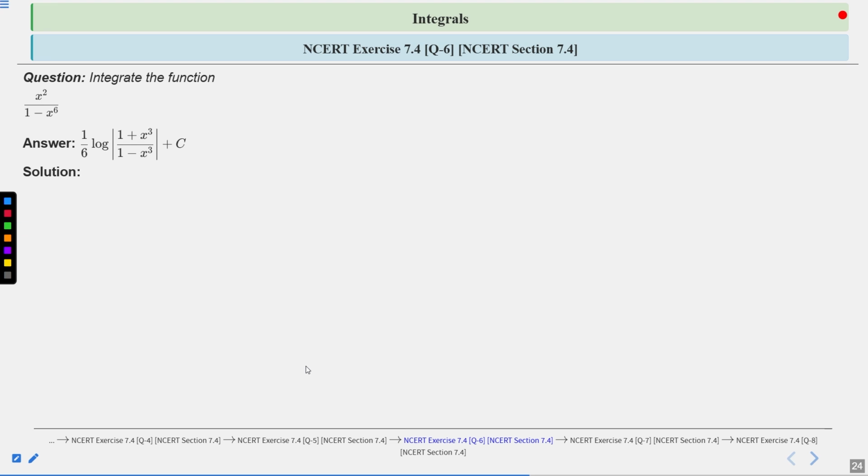Let's see the solution part. We need to integrate the given function. So, integration of x square upon 1 minus x to the power 6 dx. Now this integral can be solved using a substitution method.